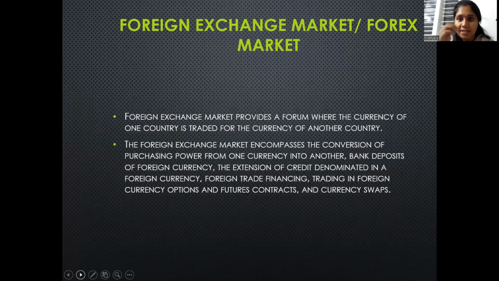Next, the foreign exchange market provides a forum where the currency of one country is traded for the currency of another country. The foreign exchange market encompasses conversion of purchasing power from one currency into another, bank deposits of foreign currencies, extension of credit denominated in foreign currency, foreign trade financing, trade in foreign currencies, options and futures contracts, and currency swaps. So mainly the foreign exchange market helps in derivatives.